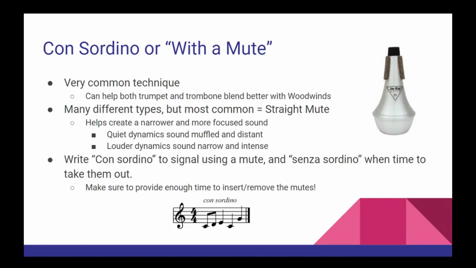When playing quiet dynamics with a straight mute, the instrument will sound more muffled and distant. But when performing louder dynamics with a straight mute, the instruments will sound more narrow and intense. Whenever you want to use a straight mute in your own music, all you have to do is write con sordino over the passage that is to be performed muted, and senza sordino over the music when the performers can take them off. Make sure to provide enough time for your performers to both apply and remove their mutes.